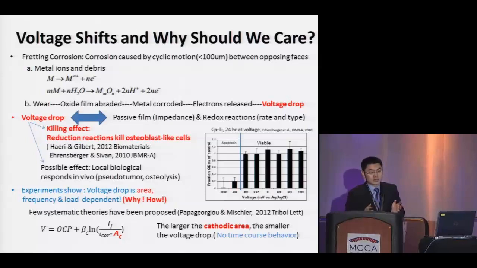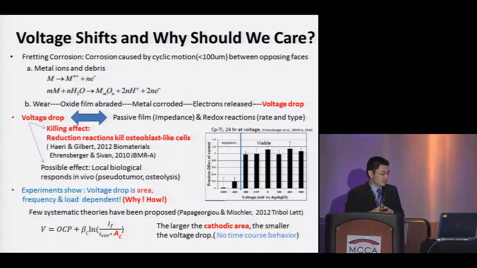So voltage drop is really a very important phenomenon during this process. It will change the passive film characteristics and also change the redox reactions of the alloy. And moreover, research in our lab has found that the voltage drop has killing effects. When the voltage value is lower than a certain level, around 400 microvolts, the reduction reactions will kill osteoblast-like cells. And the voltage drop might also have other effects, such as being related to several diseases, such as pseudotumors and osteolysis, because it might affect the local biological responses.